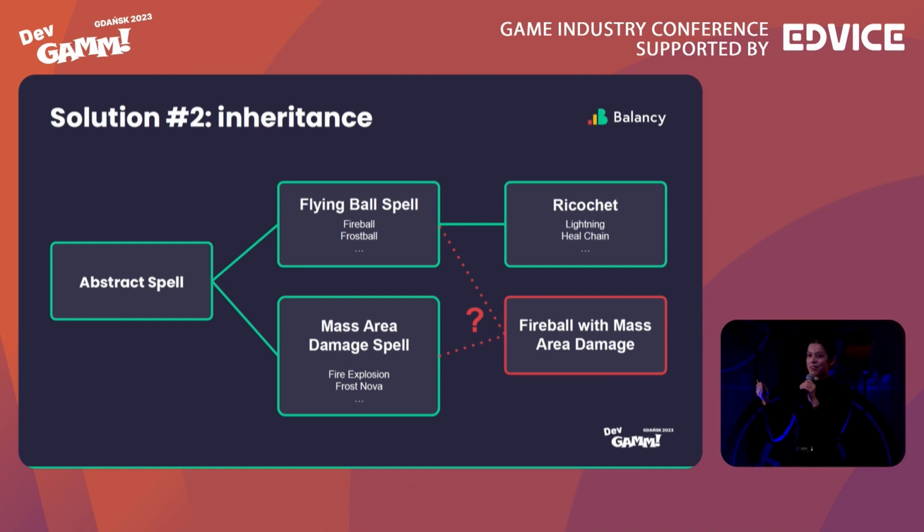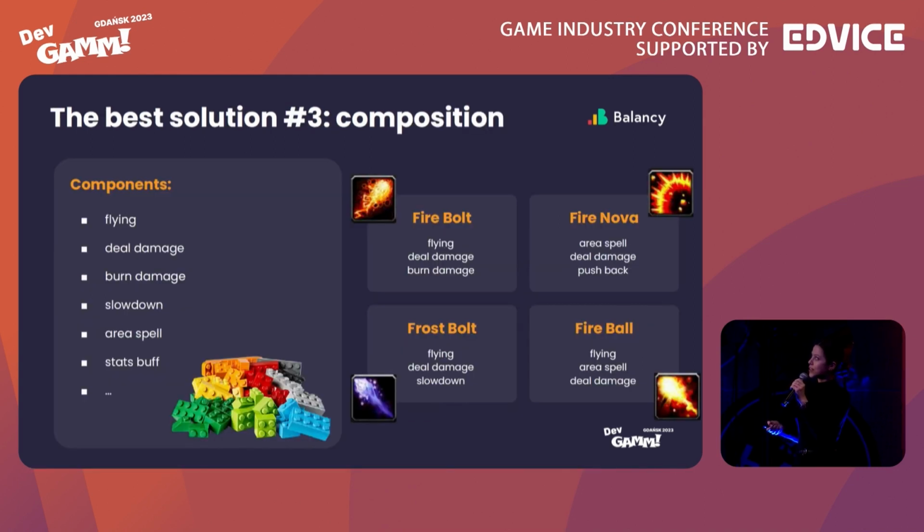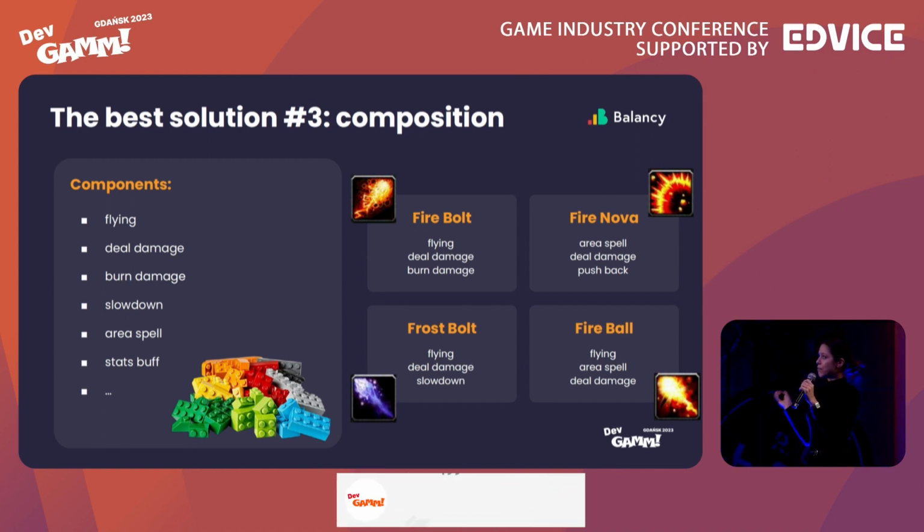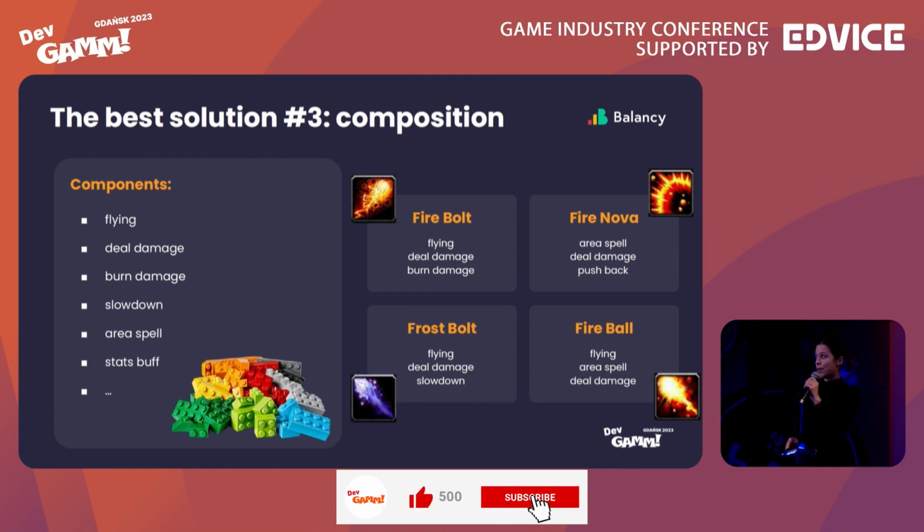But you cannot inherit from both at the same time, because that's just simply impossible. So this is a tricky situation, which is easily solved with our next solution, which is composition. Composition works great in any case that you can imagine. It works great for spells, for items, basically for any scenario that you can imagine. And it's all due to its Lego nature.